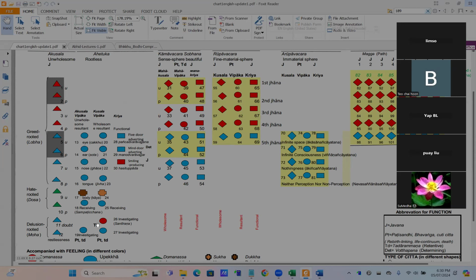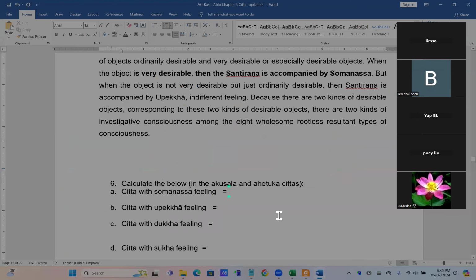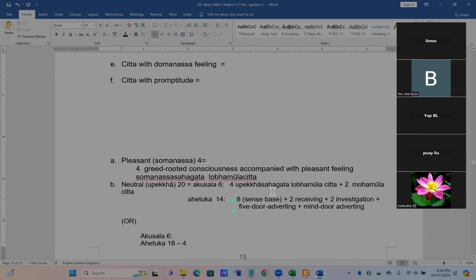In Akusala, isn't it? You have this one also, smiling producing. Okay, yes. And then there's one, just now the Santirana, Somanasa. Then with the Akusala, you have greed 1, rooted 2, 3, 4, 5, 6. So there are 6. Okay.